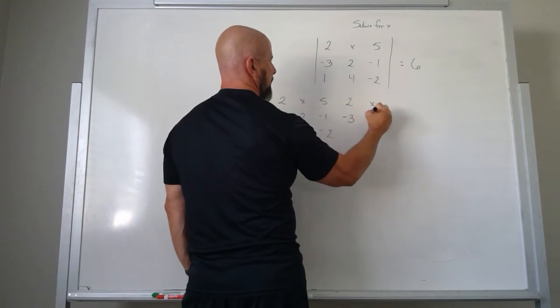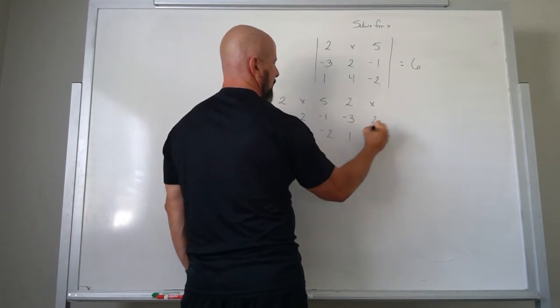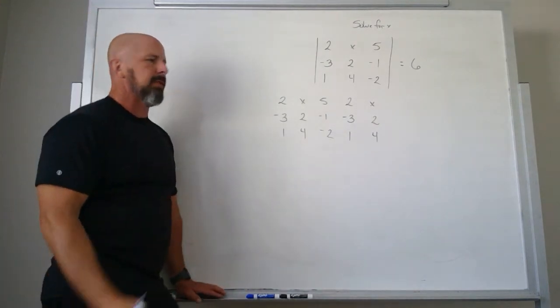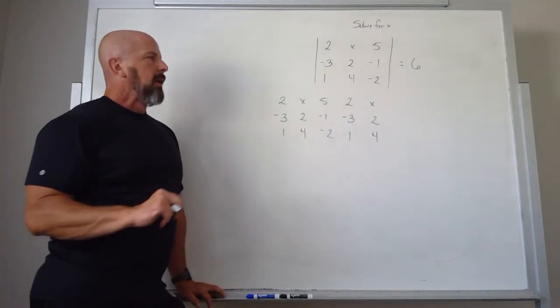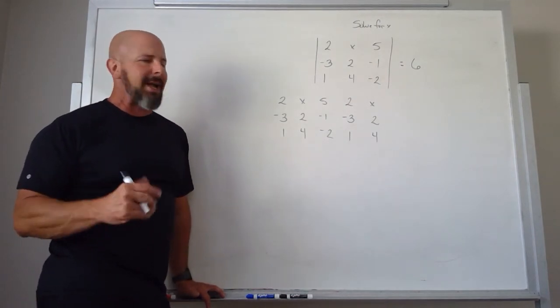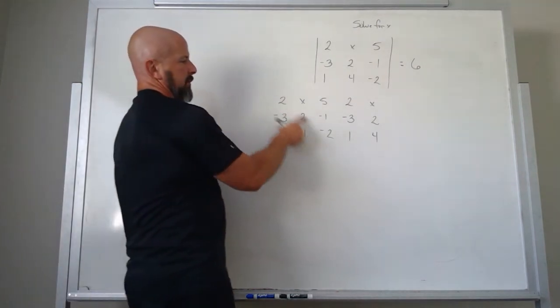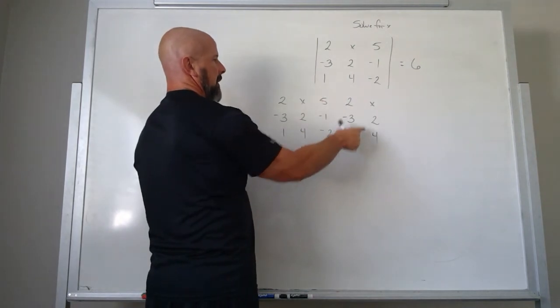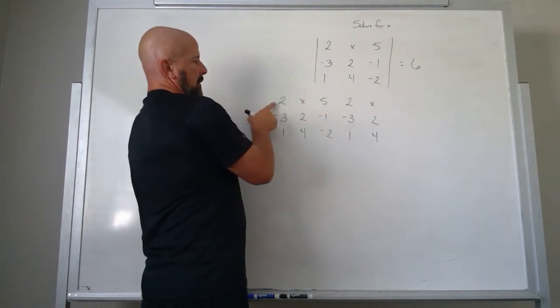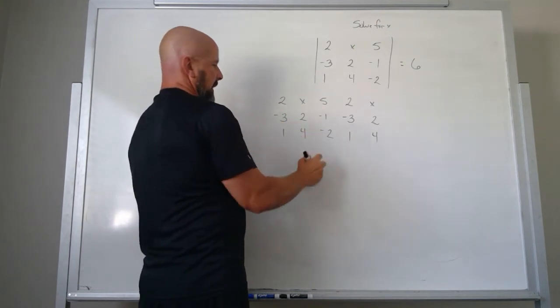2x, negative 3, 2, 1, and 4. There's those first two columns. So now this is the part I'm going to evaluate, the same thing we were just doing. I know there's an x in two spots, but it's not going to change how we're doing the process. We're still going to look going down and then minus coming back. Nothing changing on that. So we're going to have 2 times negative 2.